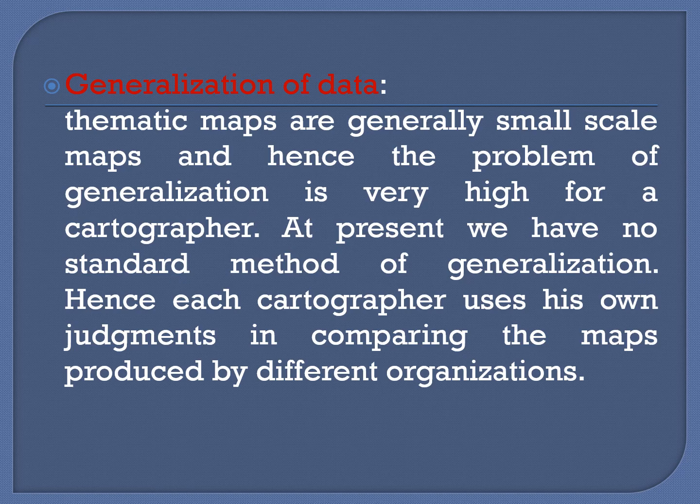Third one, generalization of data. We know that thematic maps are generally small scale maps. Most of you might have seen thematic maps in our textbooks by publishers or in our atlas. So generalization is required. We have to take whichever is more important to us and avoid what is less important or irrelevant to us. This will affect the quality of a thematic map. We have no standard method of generalization so far, so we cartographers make our own judgment in comparing the maps produced by different organizations. There is no standard method of generalization.